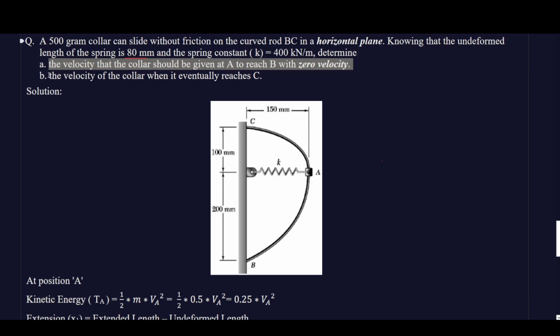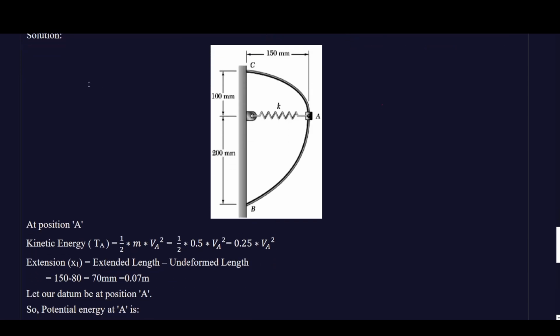Likewise, in the second part, the question asks us to determine the velocity of the collar when it eventually reaches C.